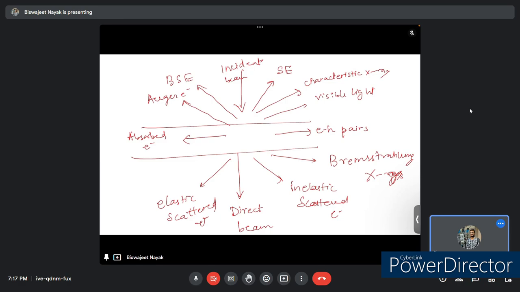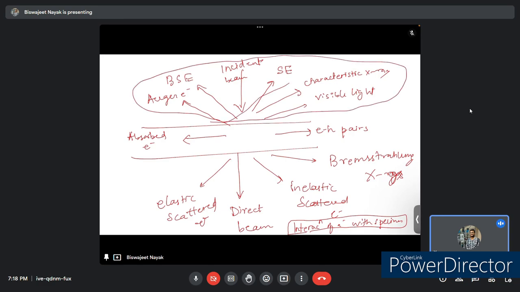So these are the different kinds of phenomena we get when an electron interacts with a specimen. In TEM, all these phenomena we considered in SEM and XRD, and in addition we will see the transmitted electrons which we get.